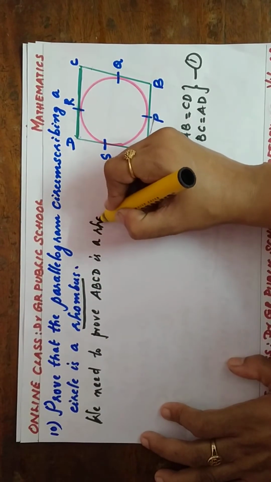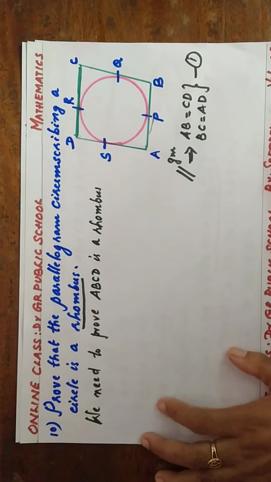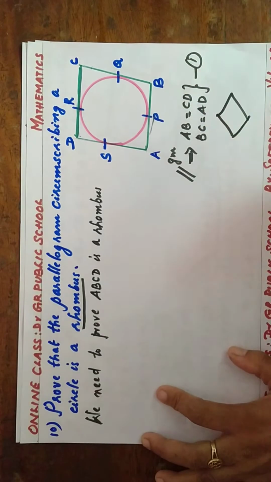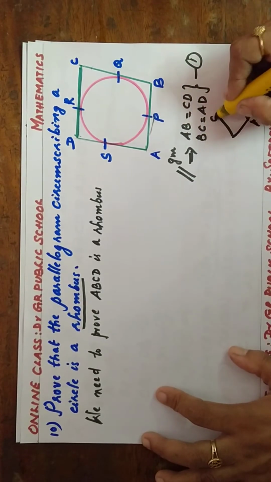ABCD is a rhombus. What do you mean by rhombus? Look at this. The shape of a rhombus is found in most of the questions. A rhombus is also a parallelogram. Let ABCD be a rhombus.